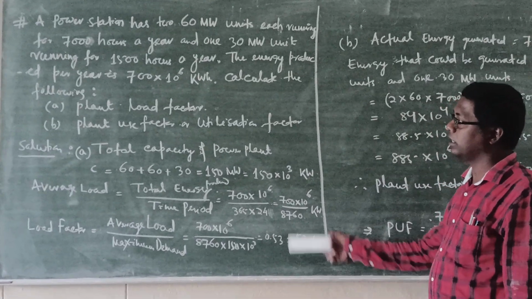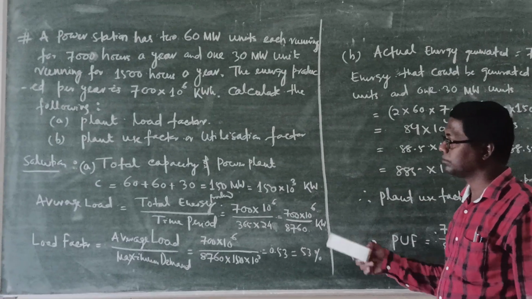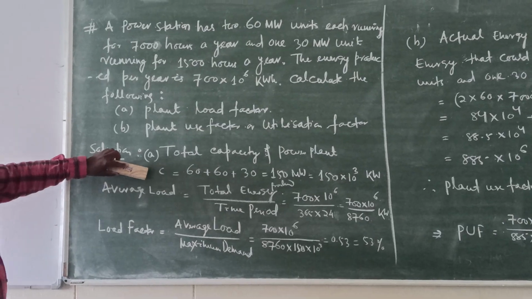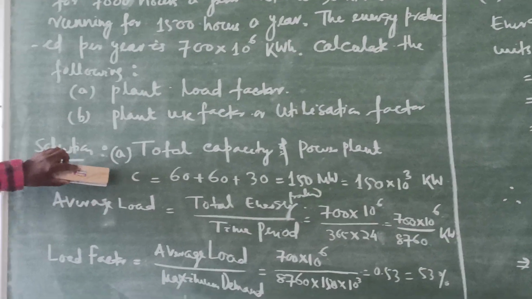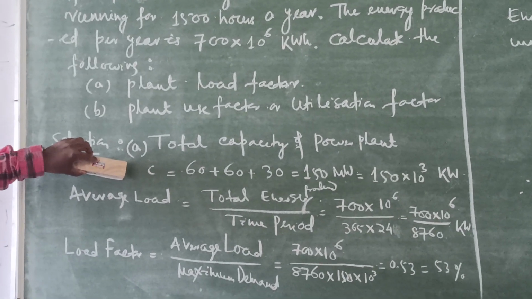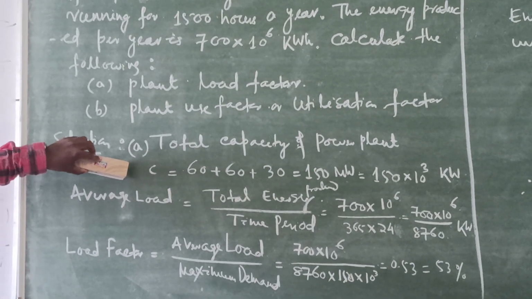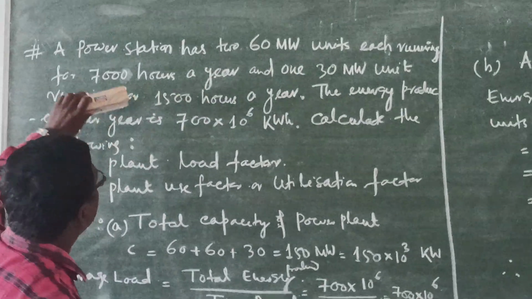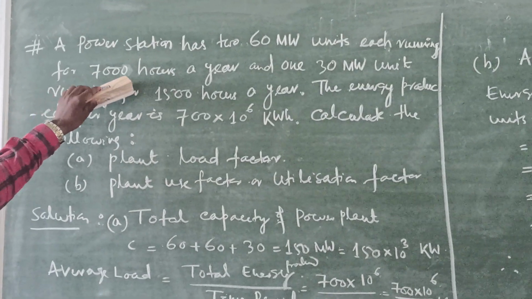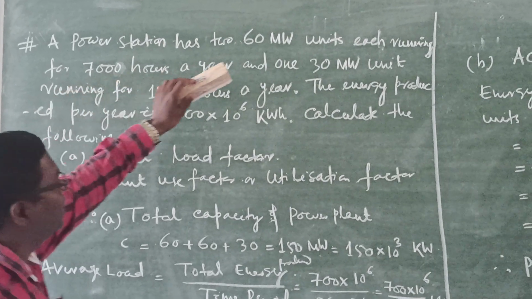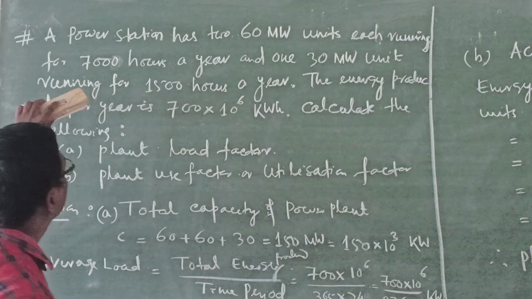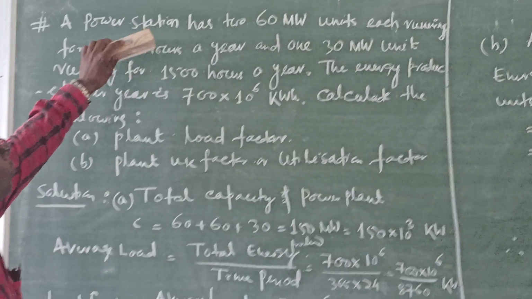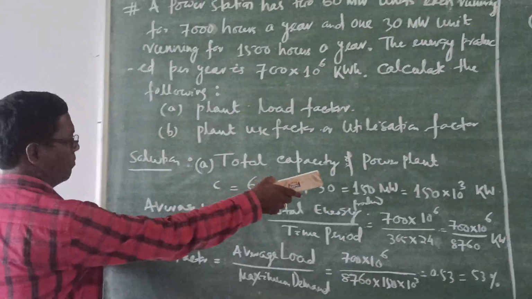So how to find plant load factor first? Now here you see, total capacity of the power plant. How to find total capacity of the power plant? As we know, the power station has 2 60 megawatt units running for 7,000 hours per year. Similarly, a 30 megawatt unit running for 1,500 hours a year. So total capacity of the power plant is how much?